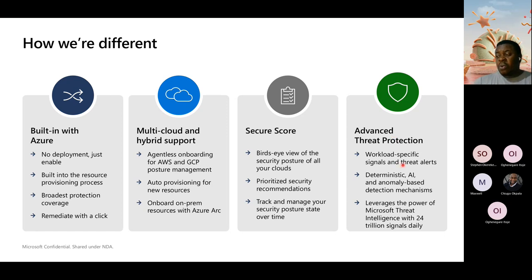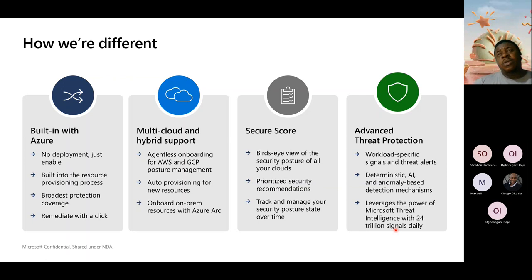Okay, so here, these are workload-specific signal and threat alerts. It's embedded with AI that looks for anomalies and detects these mechanisms, then acts, using them as triggers with corresponding actions that are built in. It leverages the power of Microsoft Threat Intelligence with a minimum of 24 trillion signals daily, so it's always working around the clock.